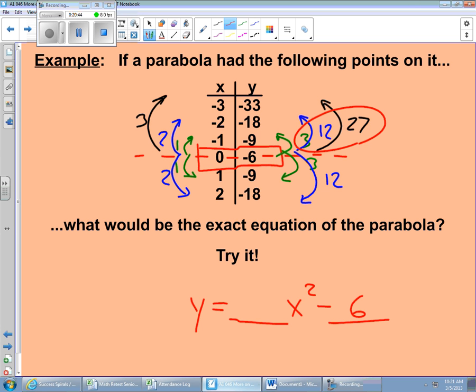Okay. Well, comparing 1, 4, and 9 to 3, 12, and 27, what you're going to find is that all of these are 3 times bigger than they should have been. That means we have a stretch factor of 3. The equation you should have arrived at is y equals 3x squared minus 6.